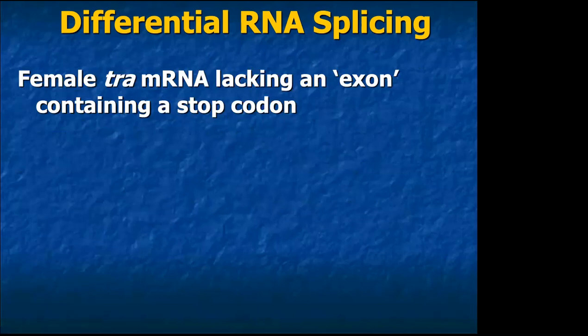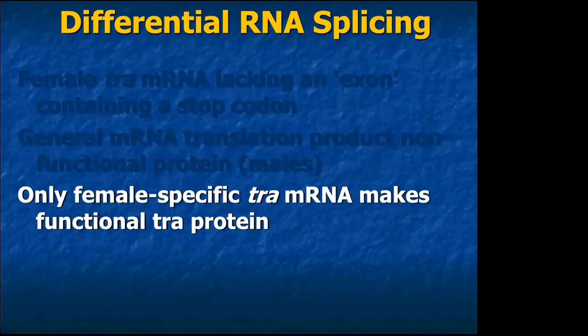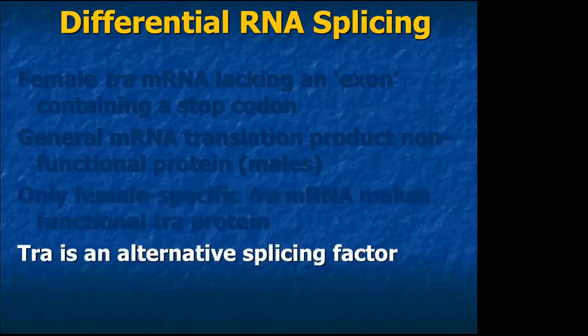The male is the default state, where the exon remains in, and so you have premature termination of the transformer protein, resulting in a non-functional transformer protein. Only female-specific TRA messenger RNA makes a functional transformer protein. The transformer protein itself is a splicing factor, an alternative splicing factor.